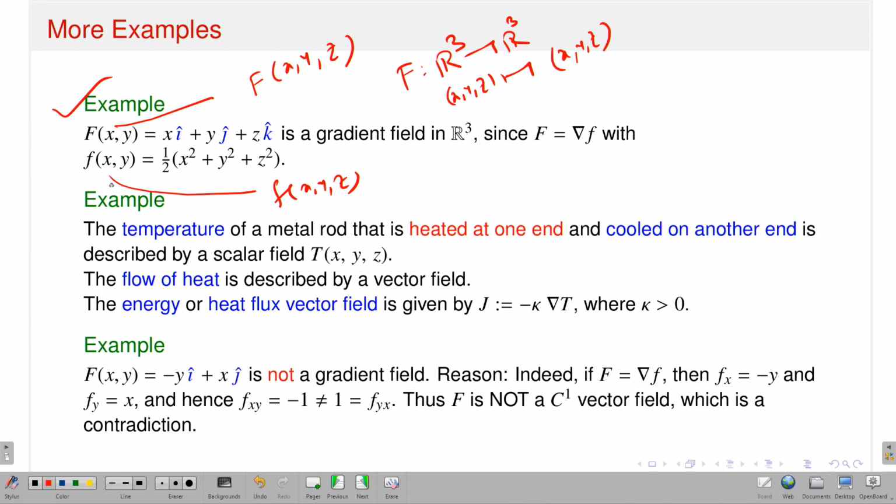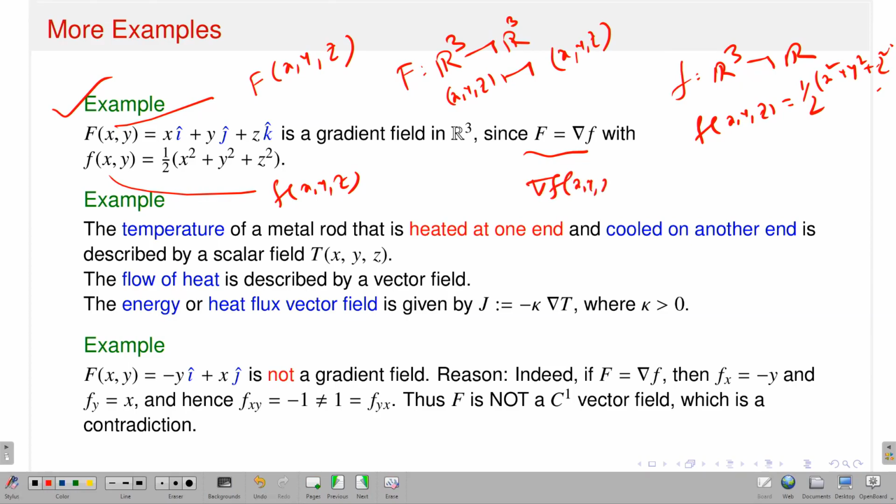Why? Because if I consider this scalar field small f, what is my small f? Small f is a map from R3 to R, small f of x comma y comma z, which is nothing but half of x square plus y square plus z square. Okay. If that is the case, then this is true: capital F is equal to gradient of small f. Why? You just calculate it.